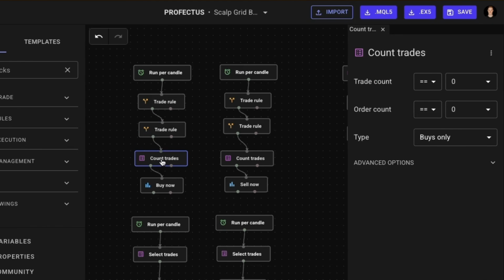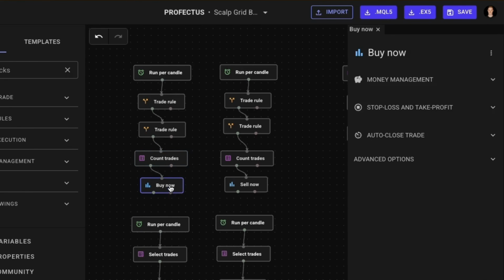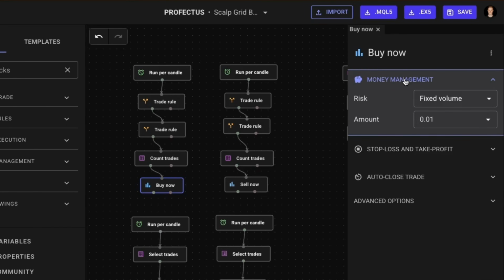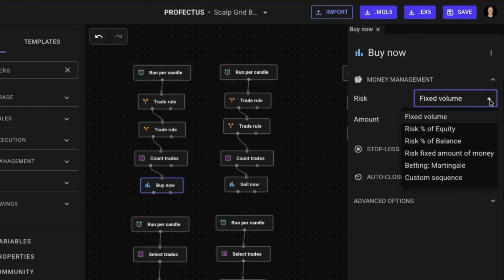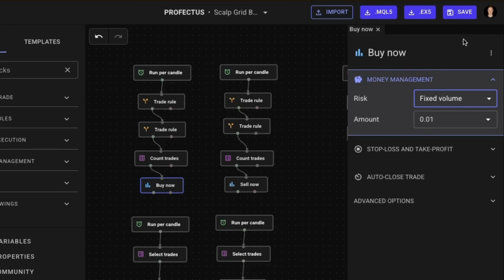The next block is counting trades, simply checking: do we have any trades open? If not, fantastic, the buy now block will get triggered. Quickly to the money management, we take a fixed volume of 0.01 lot. You can also obviously change it later on, making it based on a risk percentage of your balance, such as 1%, 0.5%, whatever it is.